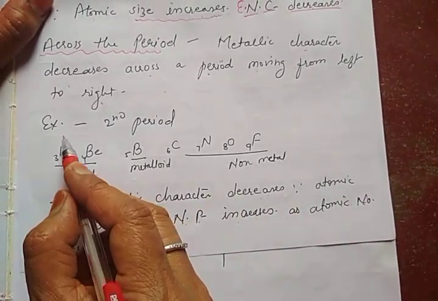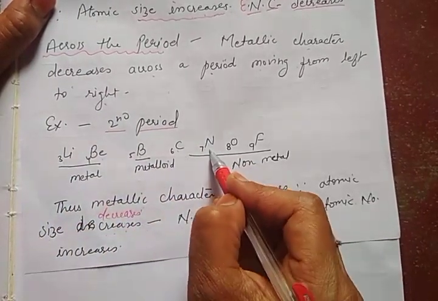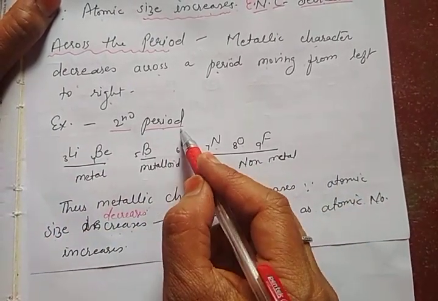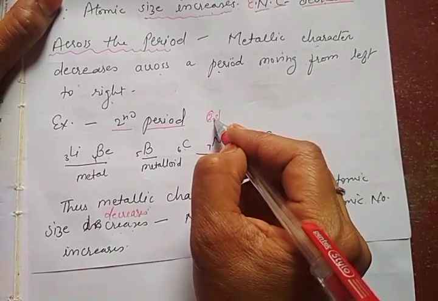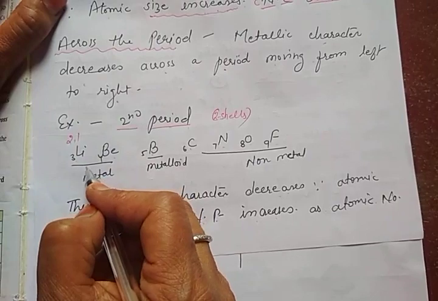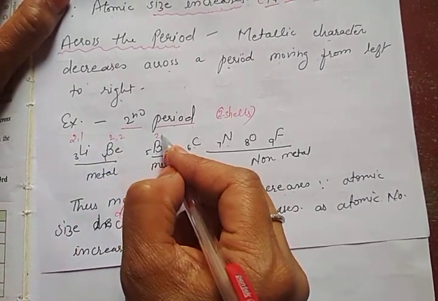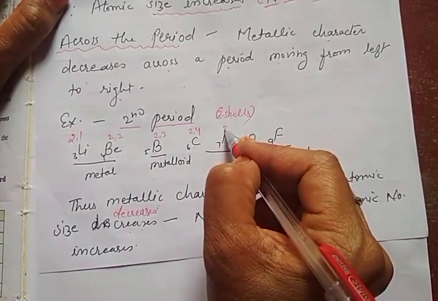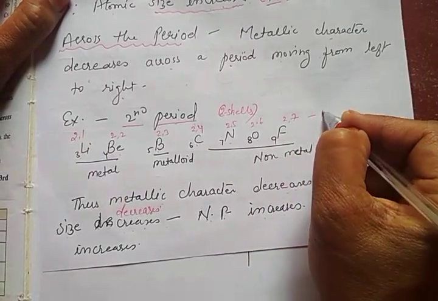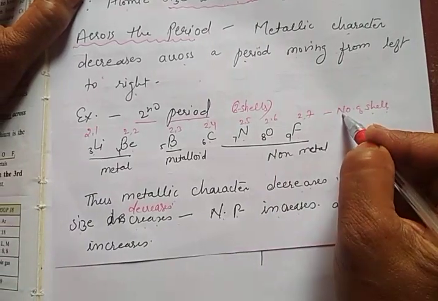Let me take the example of the second period elements: lithium, beryllium, boron, carbon, nitrogen, oxygen, and fluorine. As these elements belong to the second period, they all have 2 shells. Lithium's electronic configuration is 2-1, beryllium 2-2, boron 2-3, carbon 2-4, nitrogen 2-5, oxygen 2-6, fluorine 2-7. It means the number of shells remains the same, that is the 2 shells that they have.